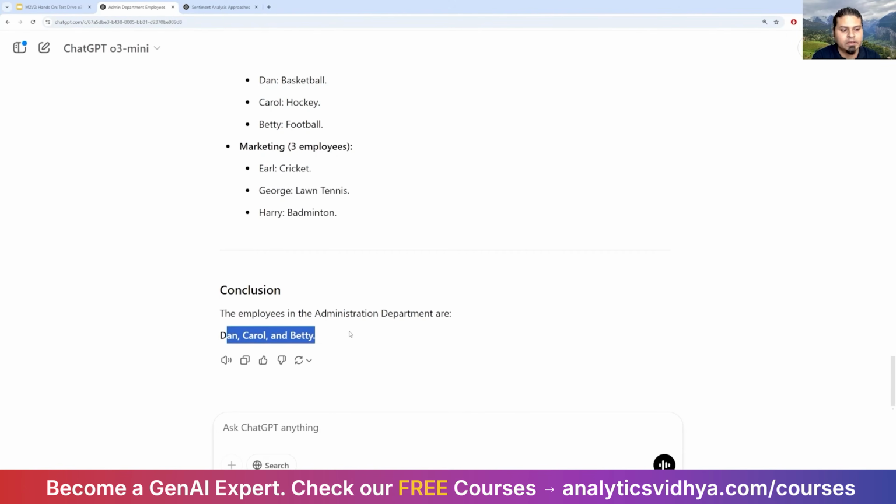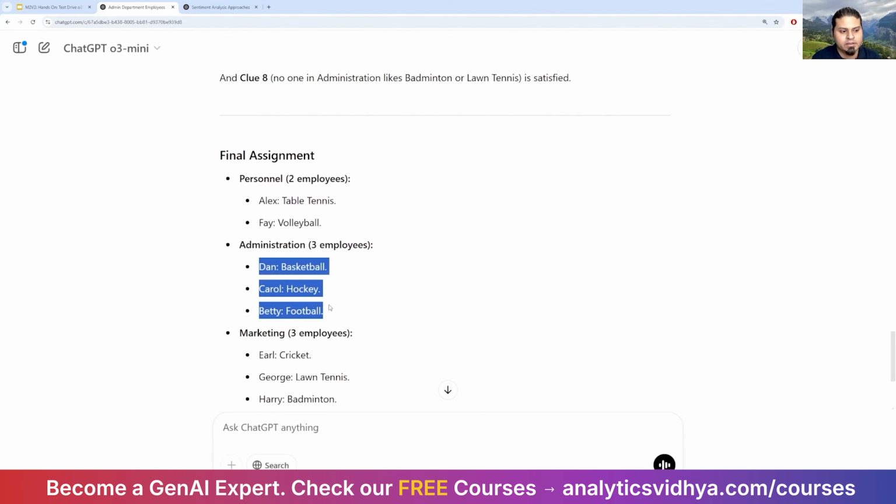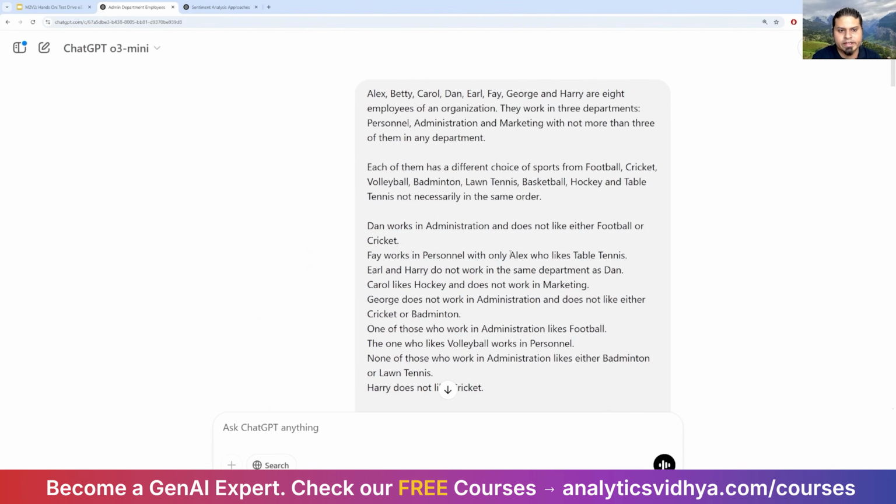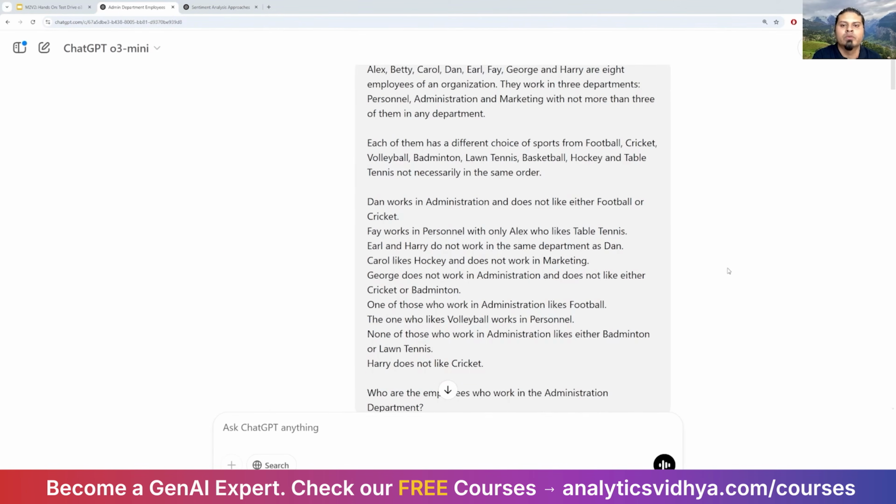And then it gives us the final conclusion saying Dan, Carol, and Betty belong to the administration department. And it is absolutely correct. If you spend some time on this problem, you could actually do this manually, and you will find out that Dan, Carol, and Betty are the folks who are actually working in administration.